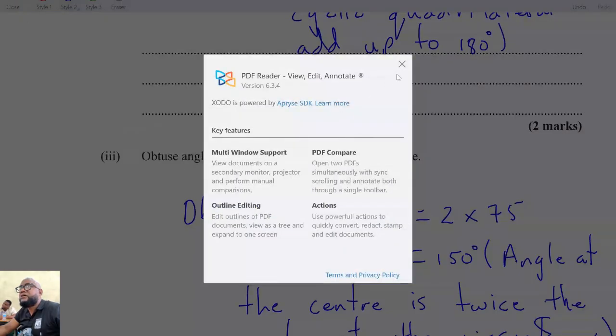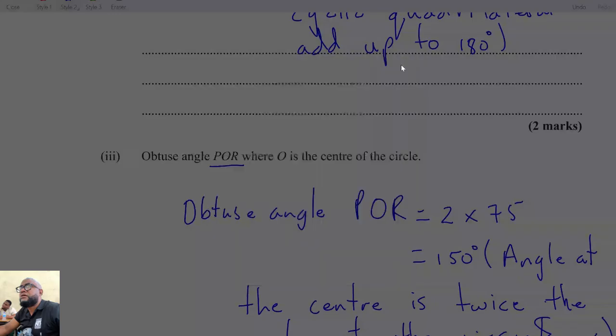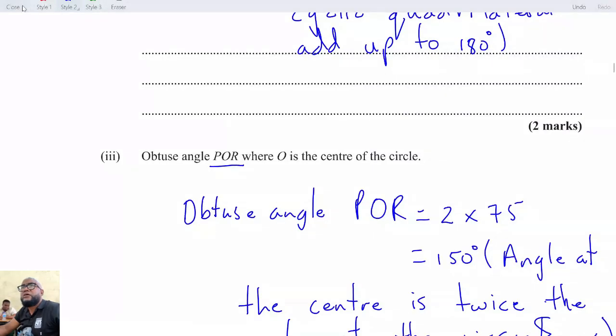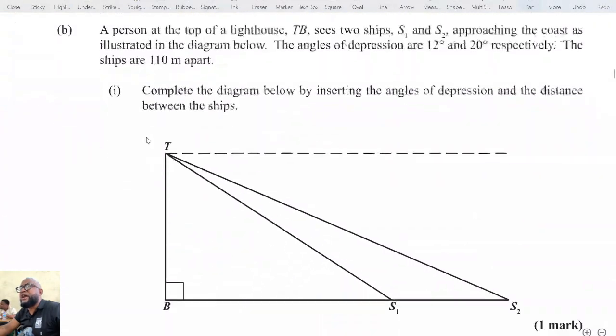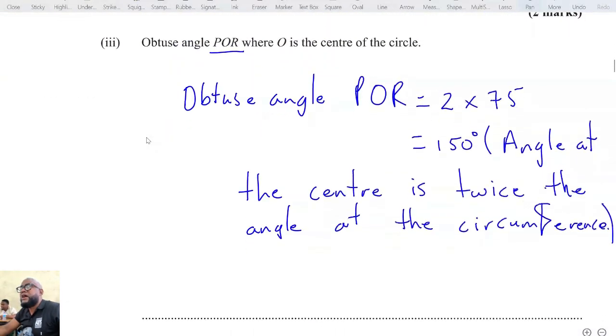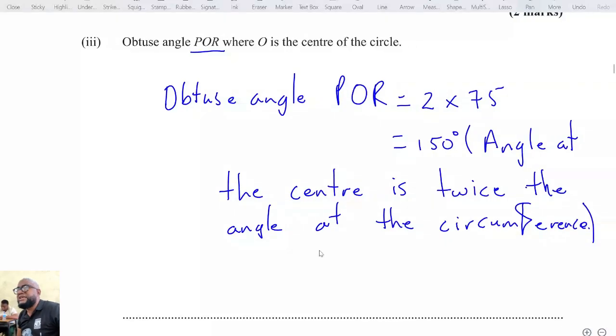Right. Close this. I just want to make sure. This is angle of elevation. Write this down. That's the end of our questions for this single period.